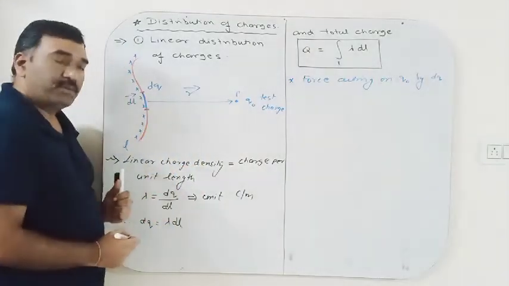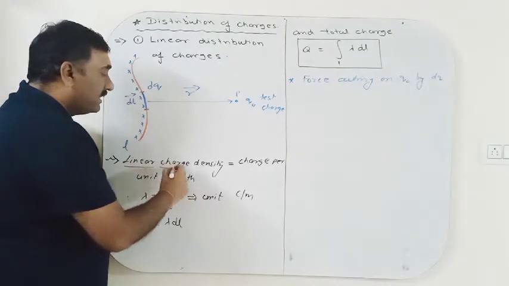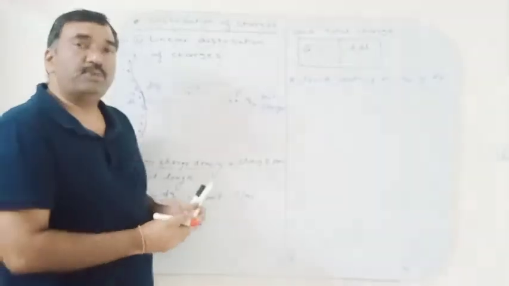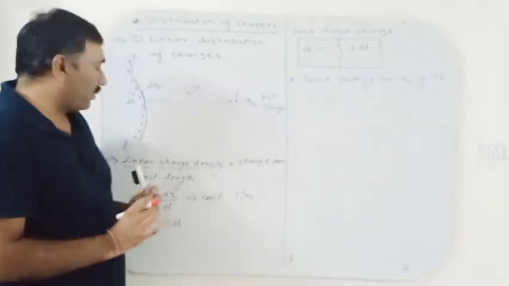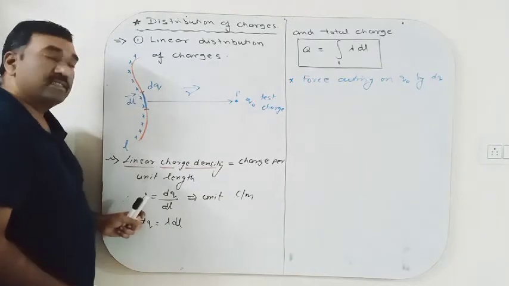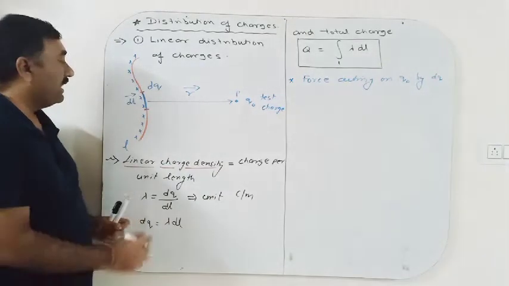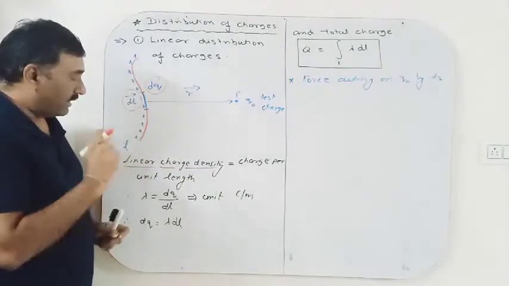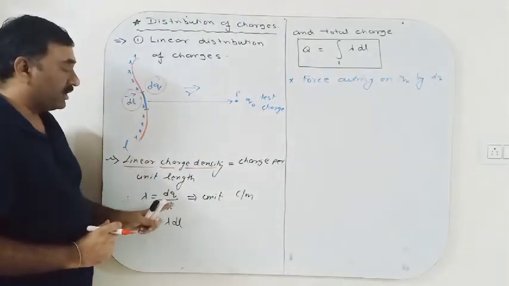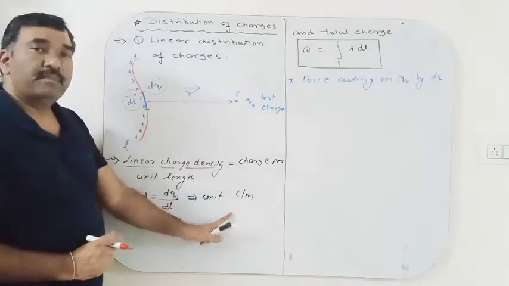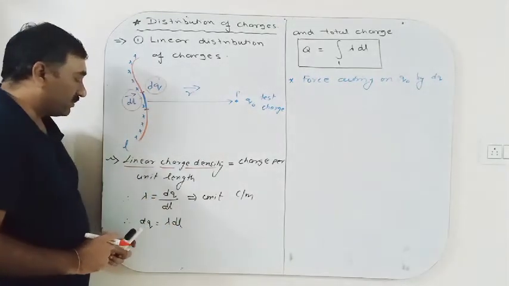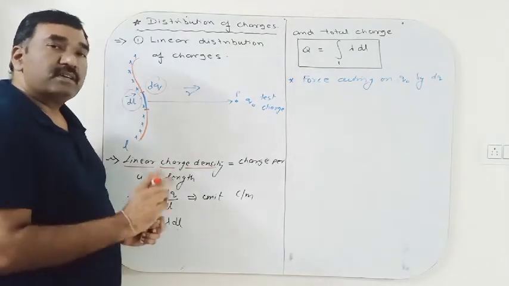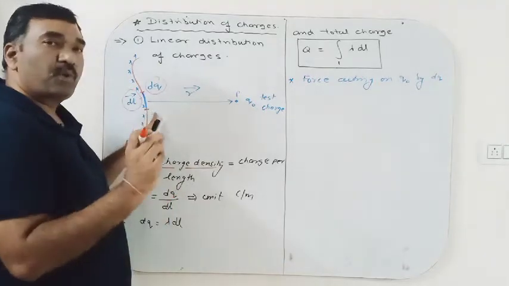The very first thing is to define one parameter known as linear charge density. What is linear charge density? It is charge per unit length, and it remains constant. Linear charge density is represented by lambda, and it is the charge dq divided by the length of the linear element, so lambda equals dq by dl, and its unit is coulomb per meter. Taking the cross multiplication, dq is equal to lambda into dl. This is the small charge present on the small length dl.